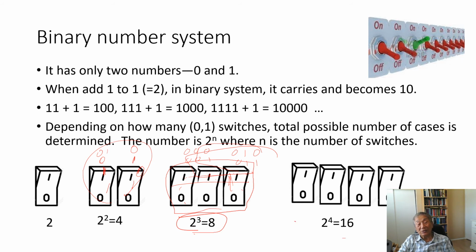Four of them, that's 16 choices. You can actually count: 0, 0, 0, 0, then 0, 0, 0, 1, then 0, 0, 1, 0. You can try that out, and you will see there will be up to 16. If it gets to 10 switches, that's too much to do by hand. But anyhow, that becomes 1024.